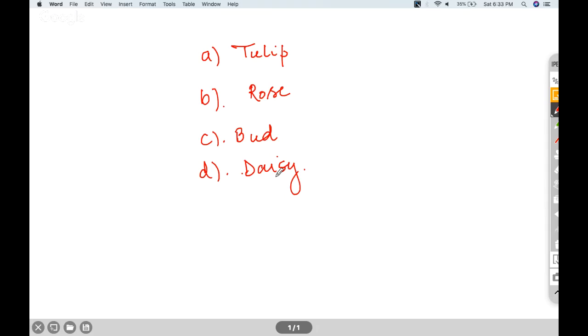What's the answer? Yes, bud is the right answer because all others are flowers. Bud is the only non-flower object over here. Next one.